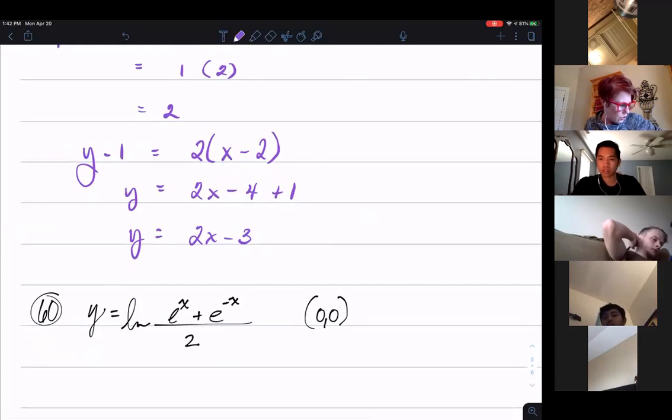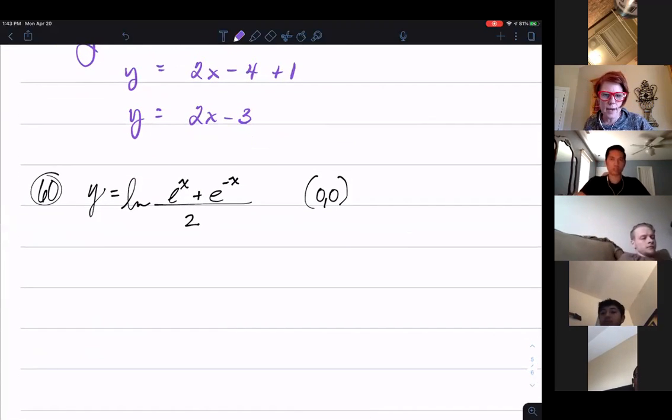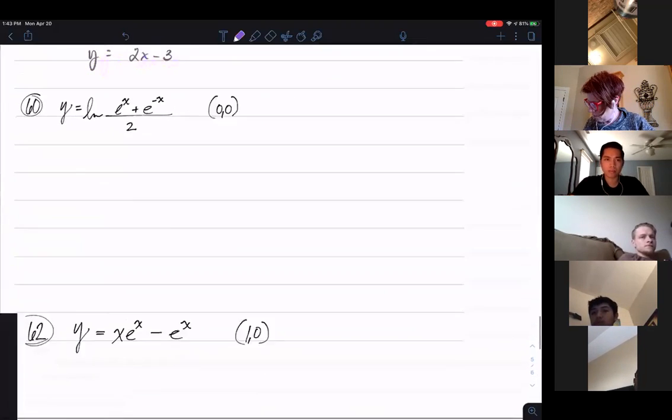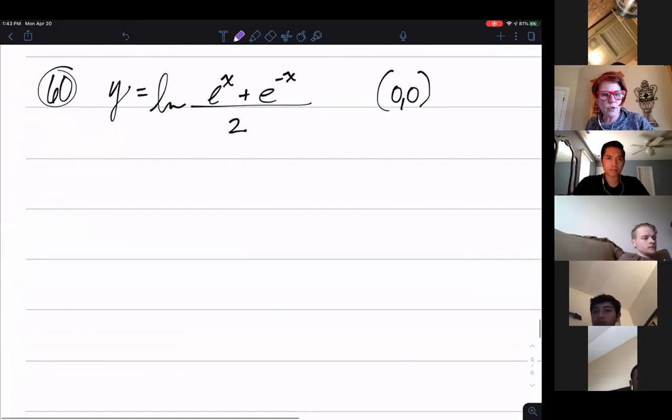All right, let's head into number 60. I'm going to finish today with this section. Same set of directions: find the equation of the tangent line.